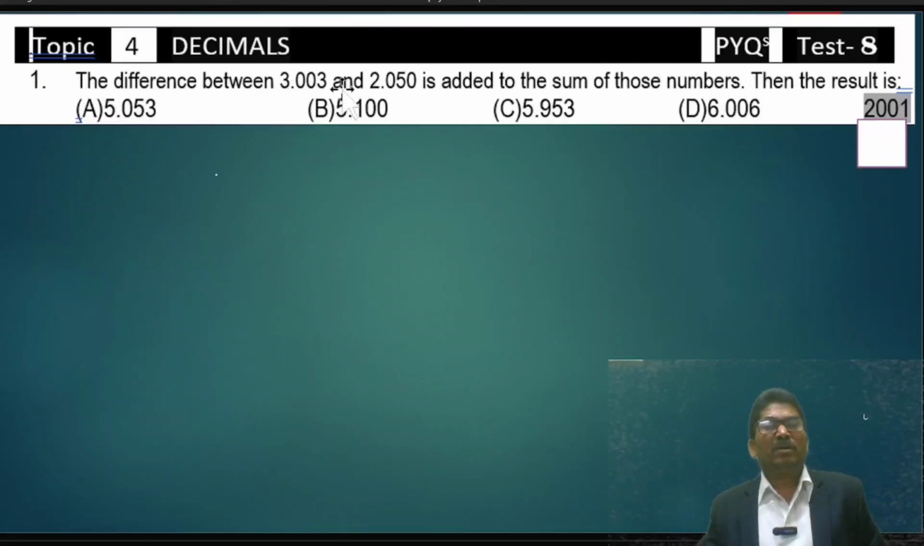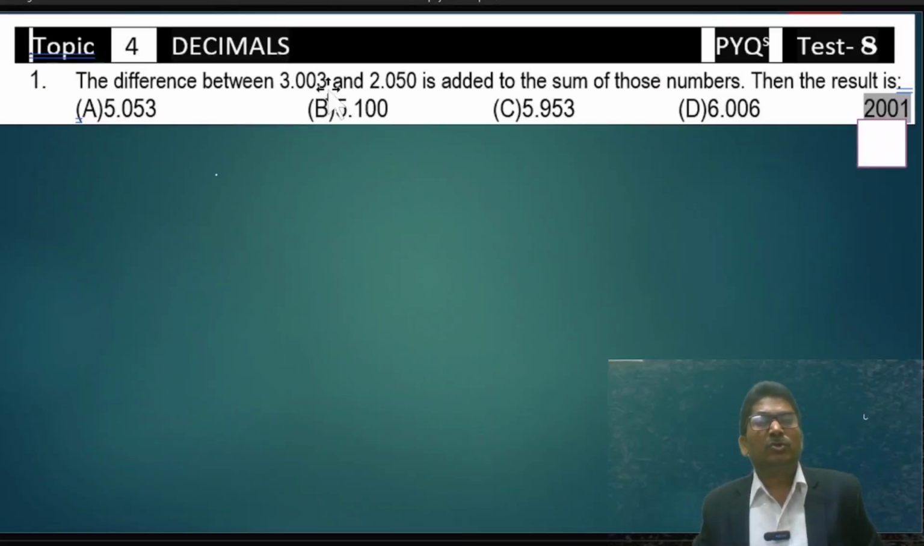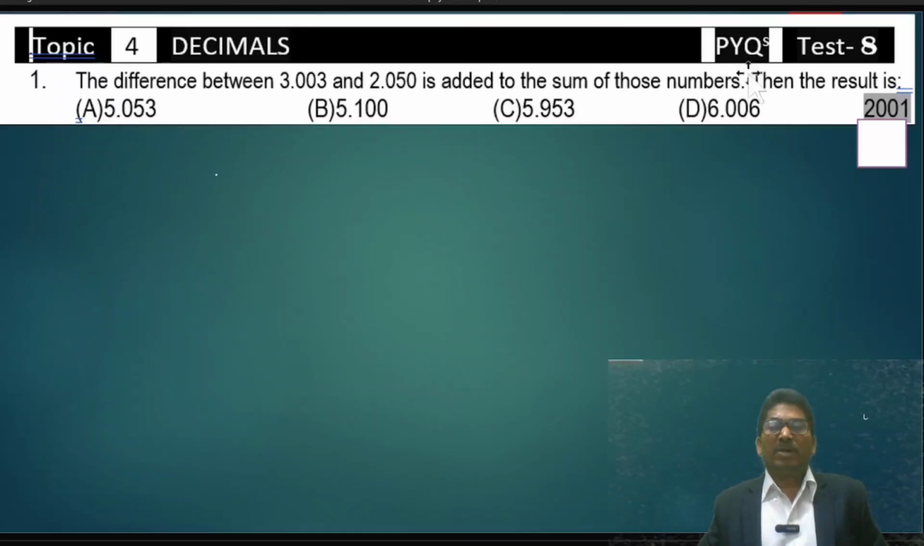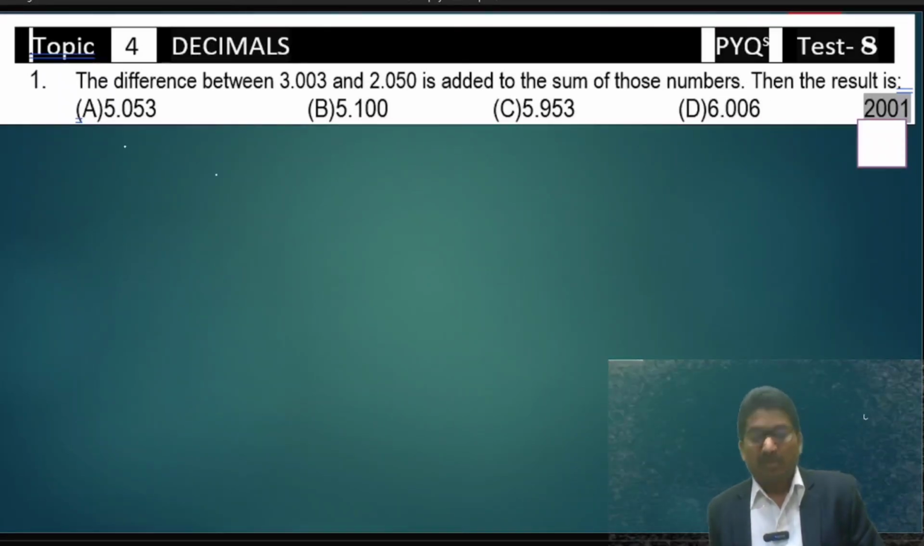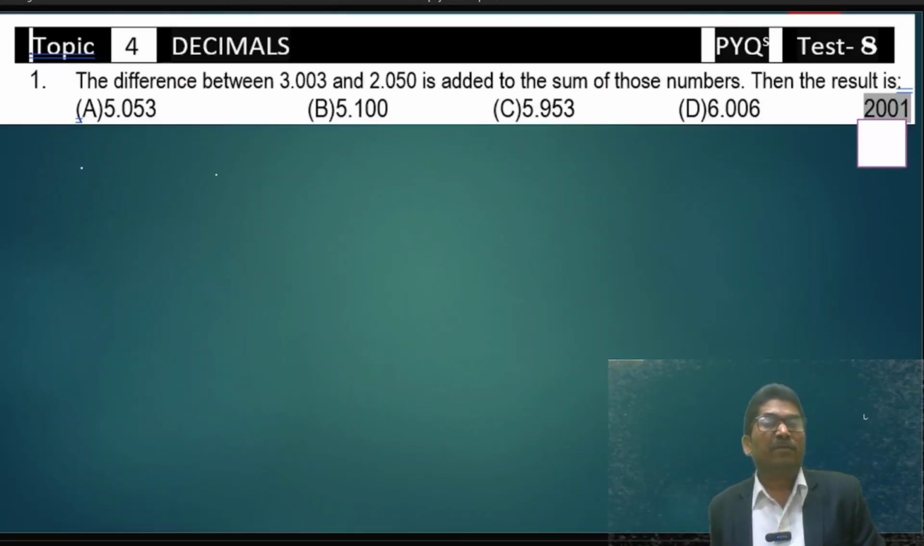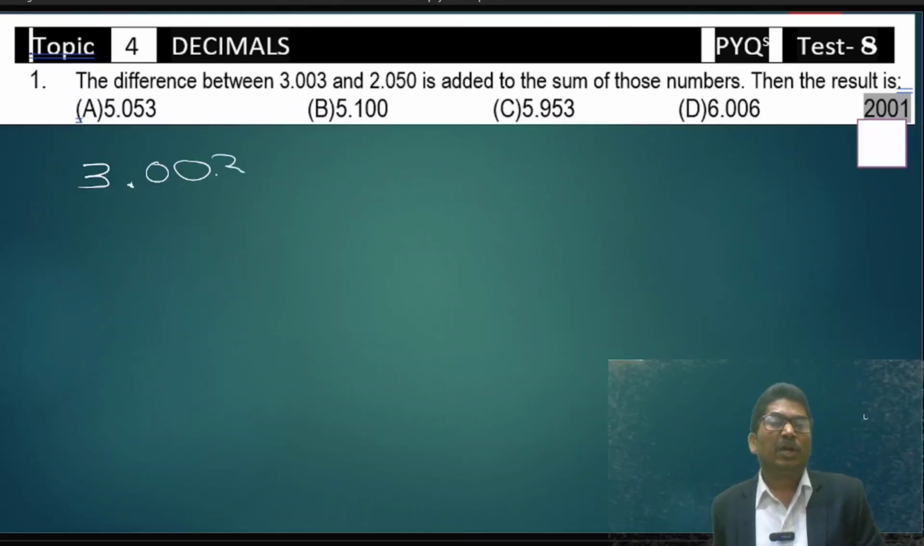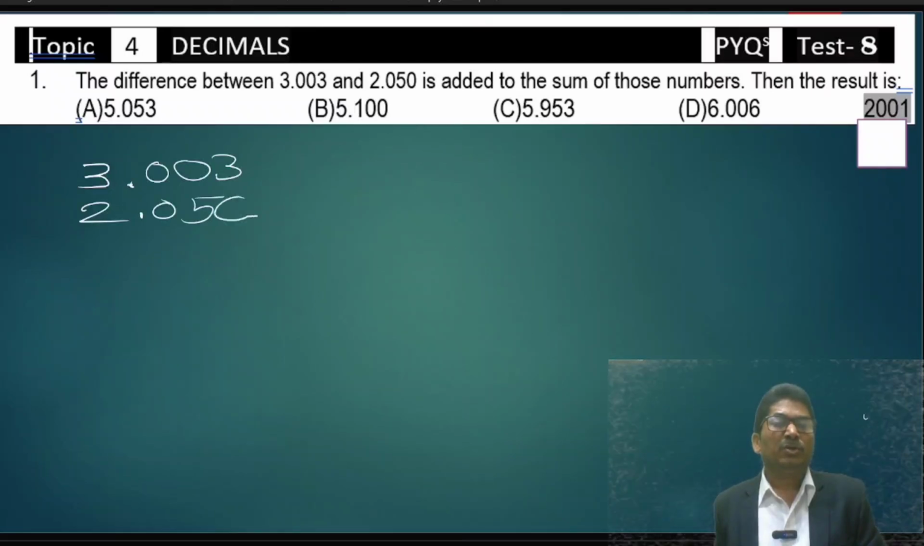The difference between 3.003 and 2.050 is added to the sum of those numbers. Then the result is, after finding the answer, we have to choose the best answer. What are the decimals here given? 3.003 and another number 2.050. First, what we have to do?